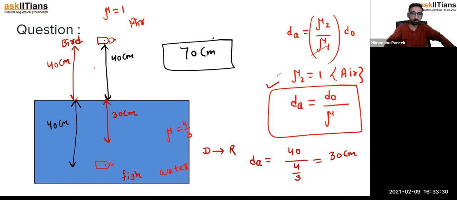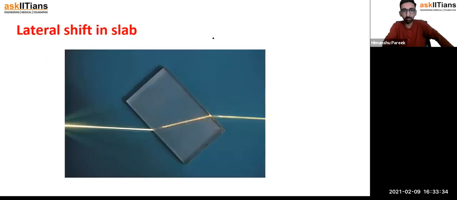Now let's go to the next part. The next part is about the lateral shift in a slab, the glass slab. This image you have seen in the last lecture, in the previous classes also. What is happening here is that the light ray is coming from this way, and then it is getting refracted. So that's the normal here. It is bending towards the normal. And after this, the light ray is bending away from the normal.